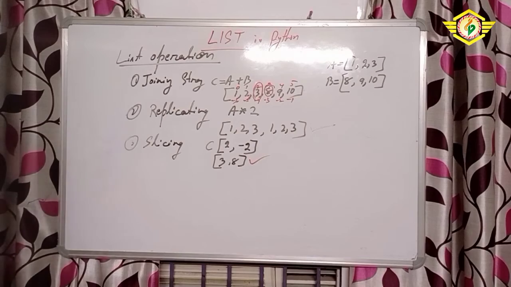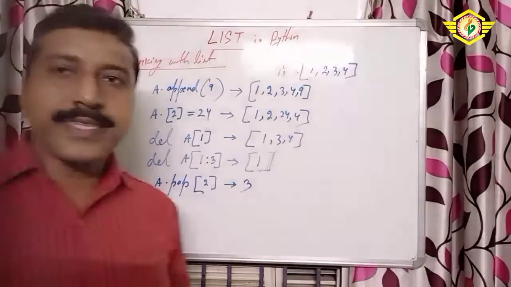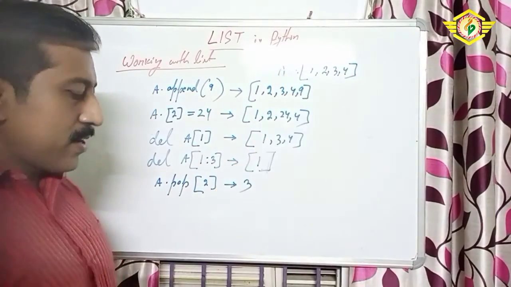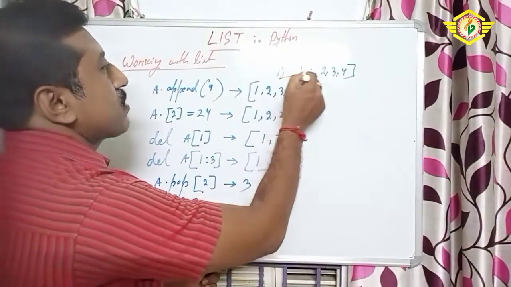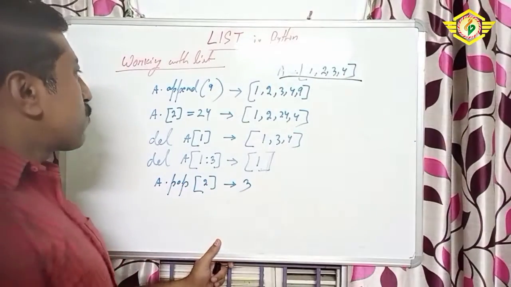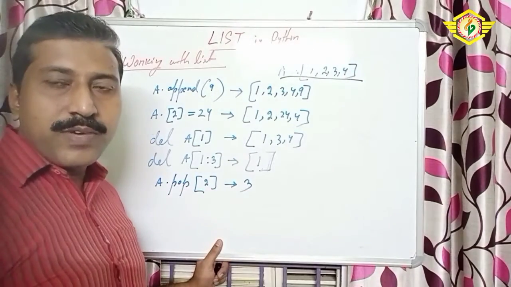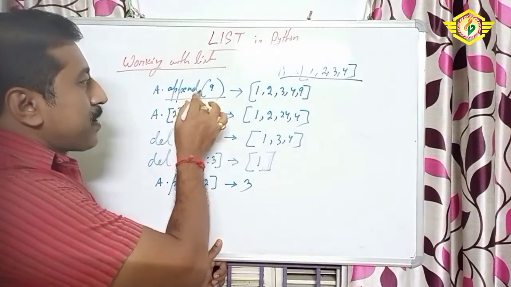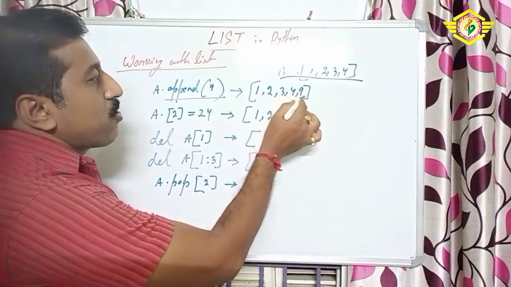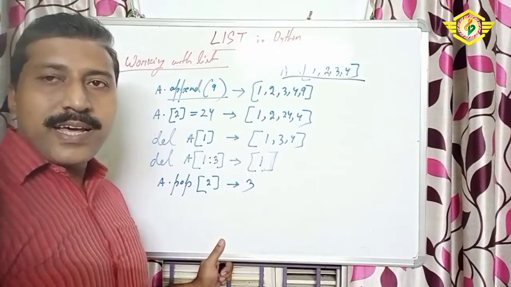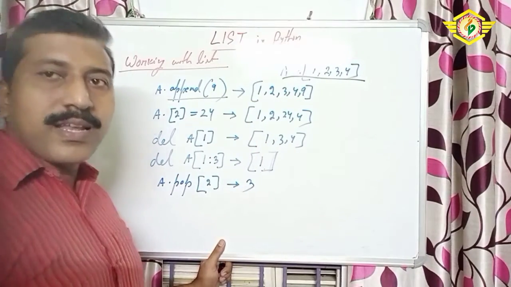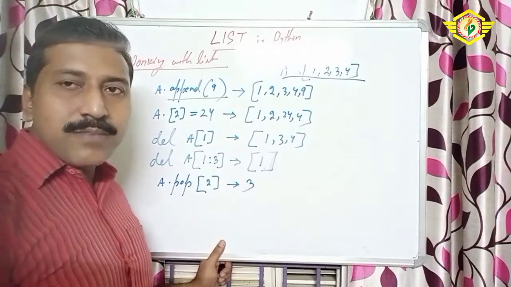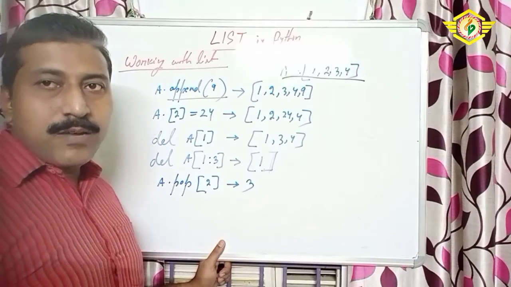Now I will show you more working with lists. One example I have given here: A is 1, 2, 3, 4. First, if we want to add something, we can use the append command. Suppose I write a.append(9). Then 1, 2, 3, 4 and 9 will be added after the last element. And if I want to edit something, that is called the updation part.